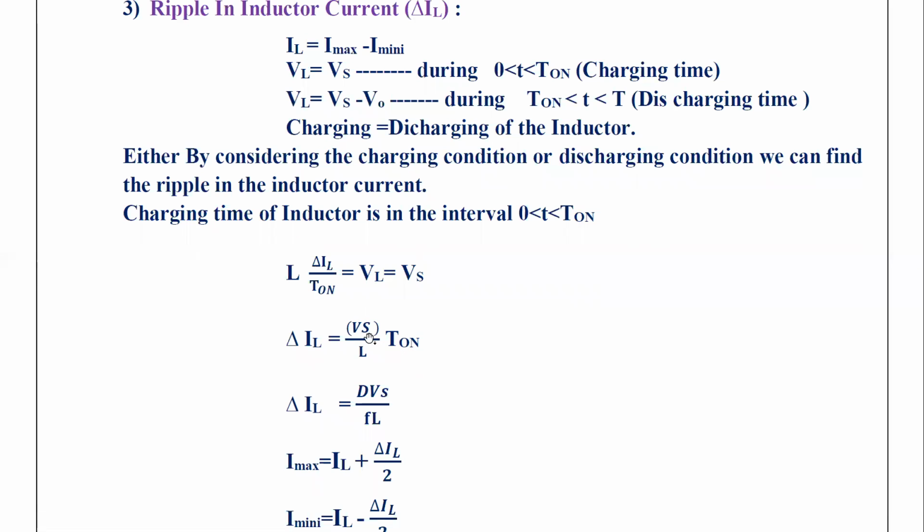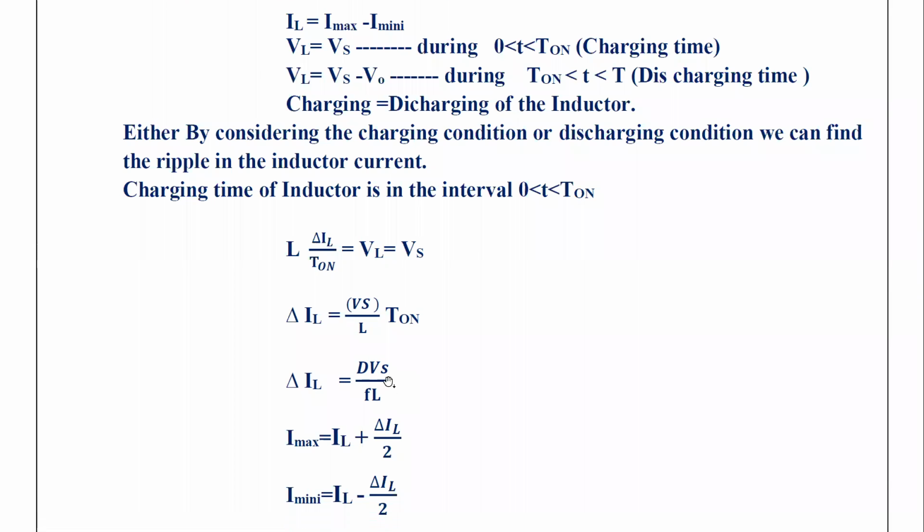This VS we already know that it is D into Vs. So this turn on time can be written as delta IL is equal to D into Vs divided by F into L. Turn on time can be written as D into T, because duty cycle D is equal to turn on by total time period. Therefore, turn on time can be written as D into T. The T can be written as 1 by F.